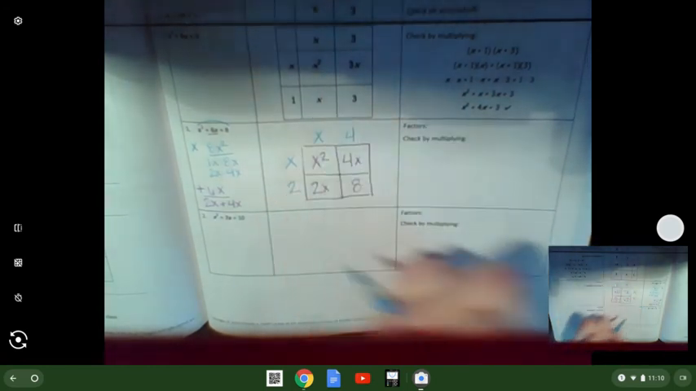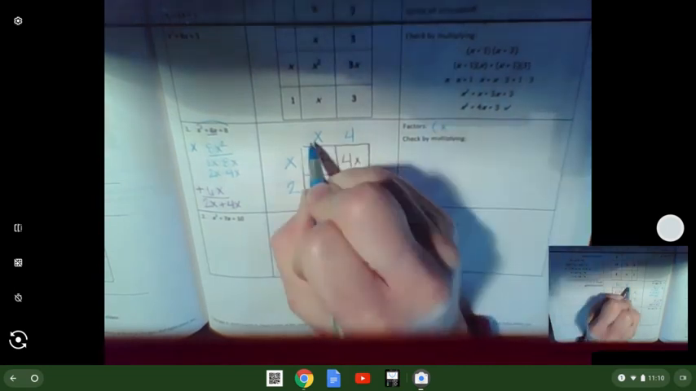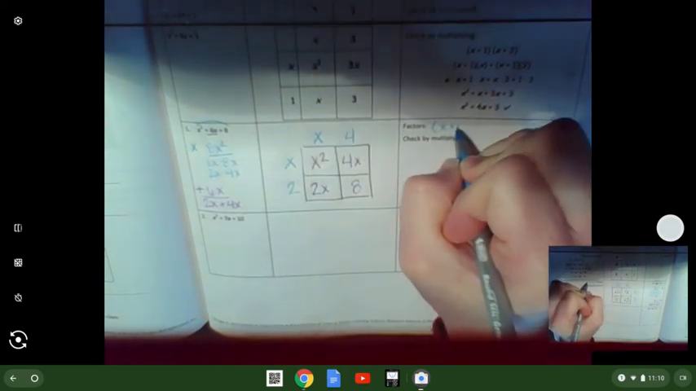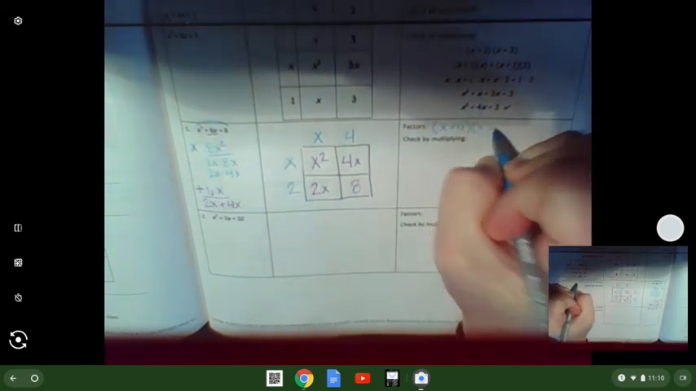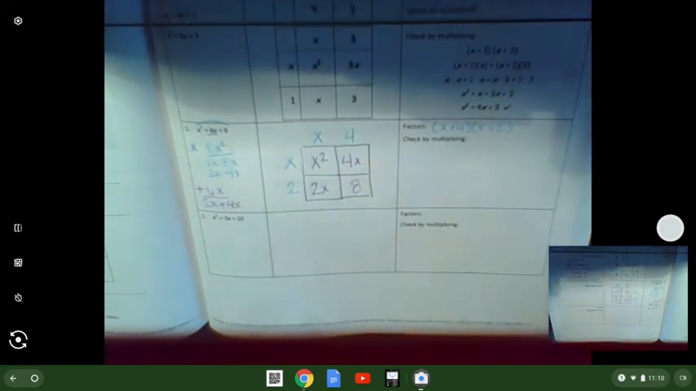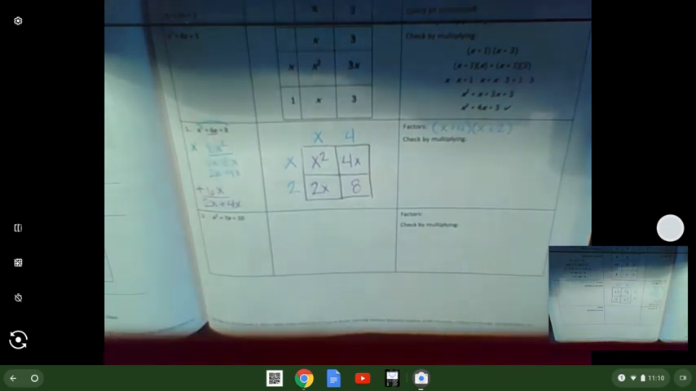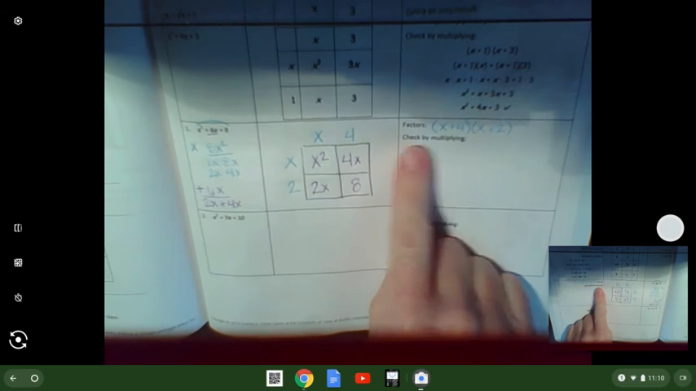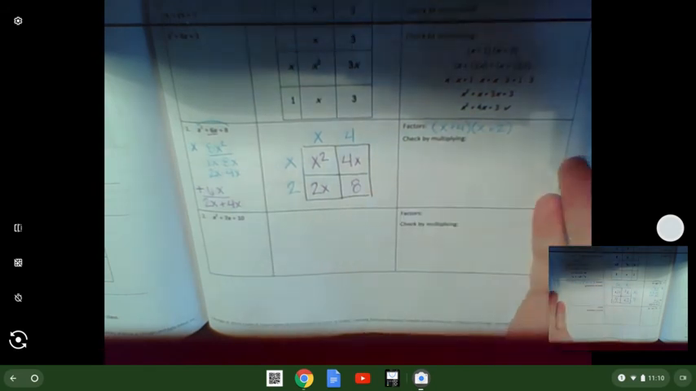But those things on the outside also tell us what we multiplied together, x and a positive 4. And then down the other side, x and a positive 2. It also tells us what we multiplied together to get this polynomial right here. Now, I'm going to go ahead and check this by multiplying. I can check this by doing the box method.